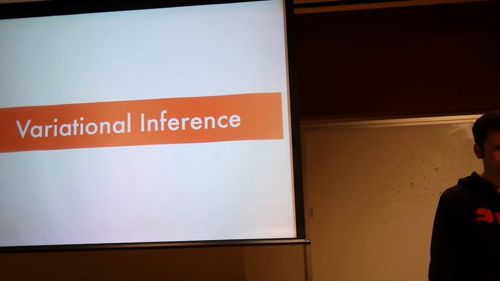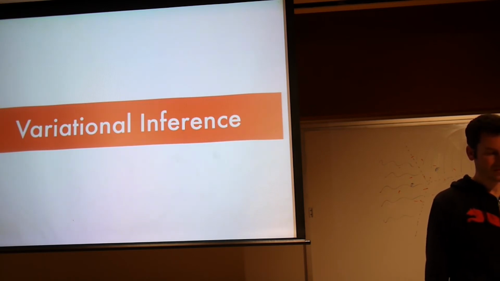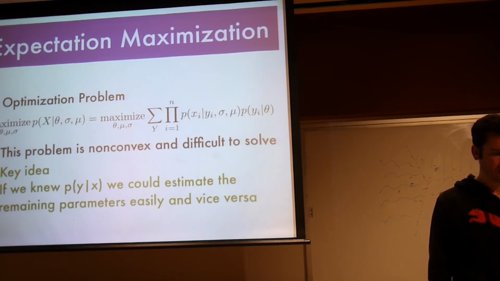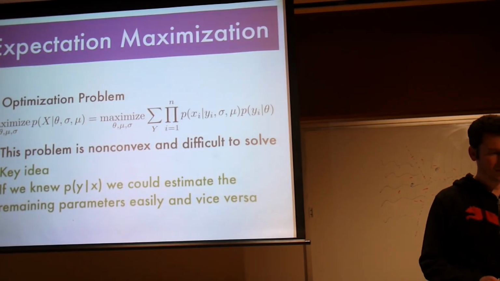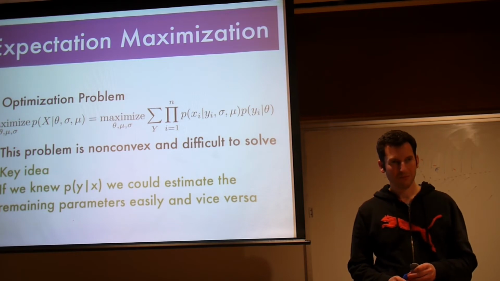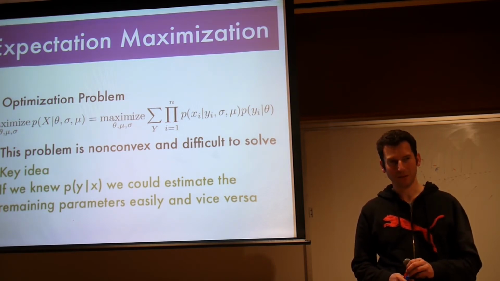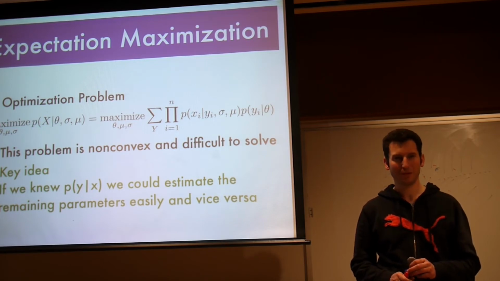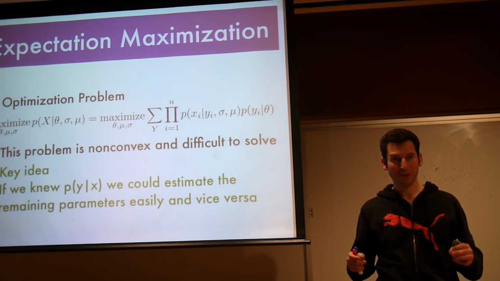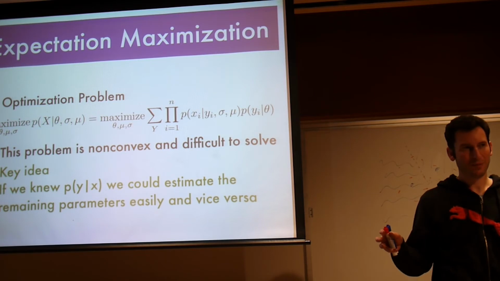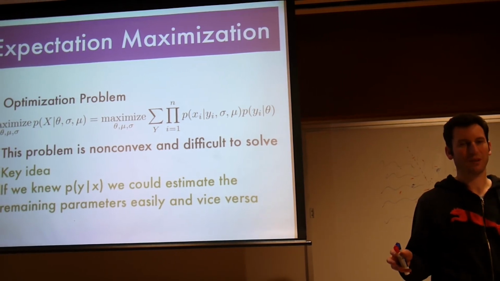So, that's what we're going to do now, variational inference. So we're going to learn about the EM algorithm. And, well, here's an important thing. The EM algorithm is a very specific algorithm for a reasonably specific problem. And it is a special case of a class of methods called variational methods in graphical models.